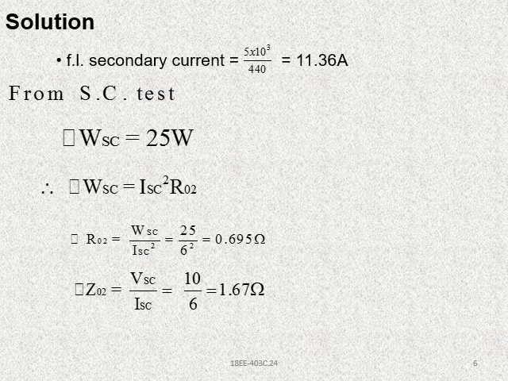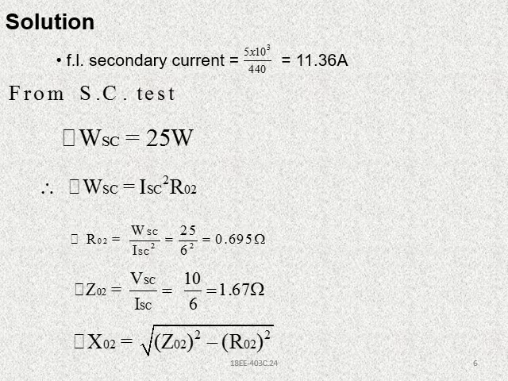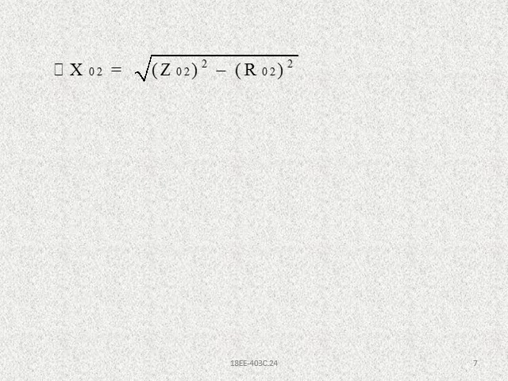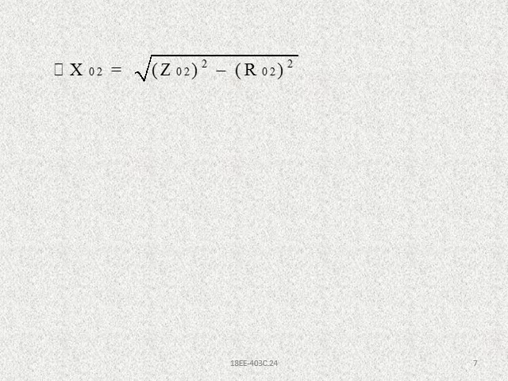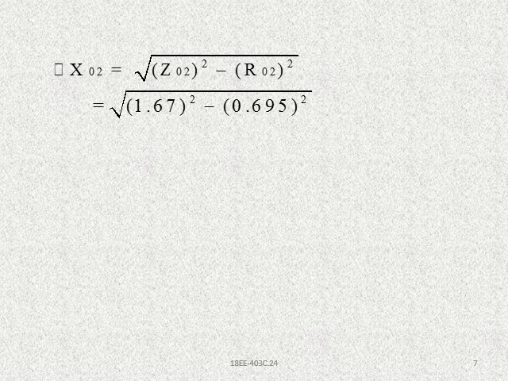And we know that Z naught 2 is equal to V SC by I SC, that is equal to 10 by 6, which is 1.67 ohms. And from that we can find X naught 2 is equal to under root Z naught 2 square minus R naught 2 square, which gives us under root 1.67 square minus 0.695 square. From that we get the answer 1.519 ohms.